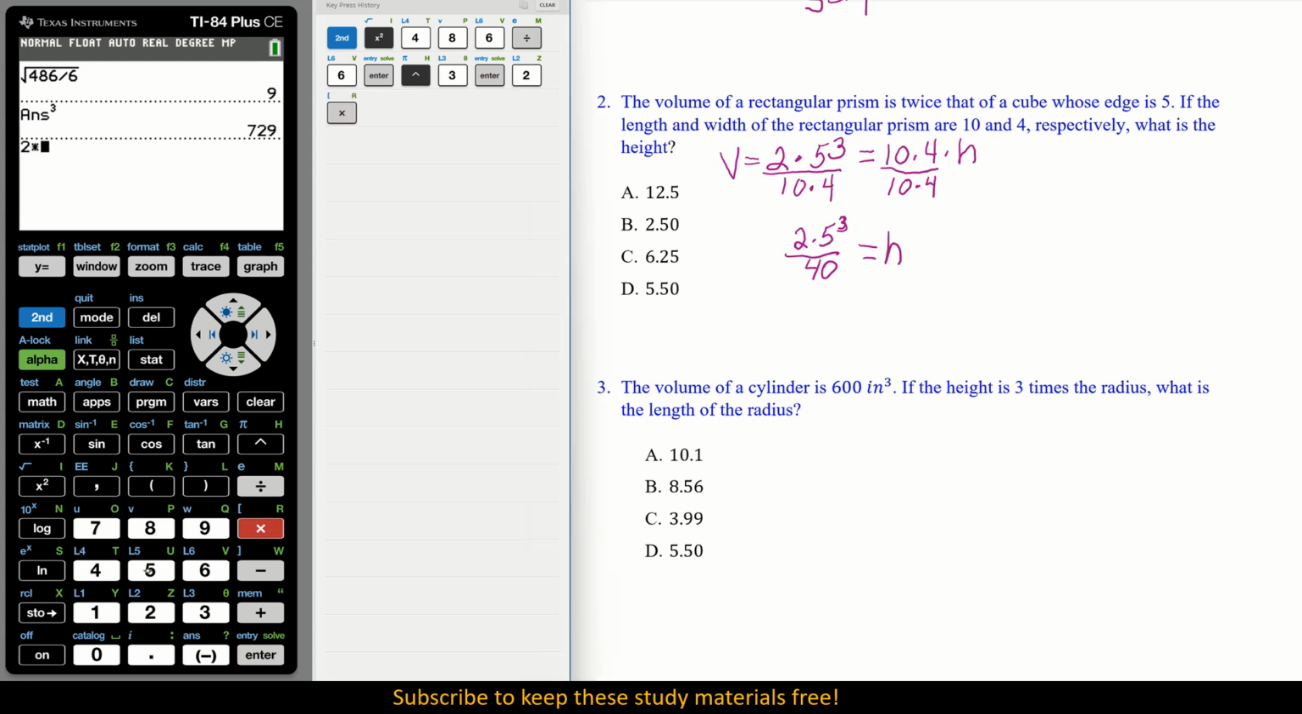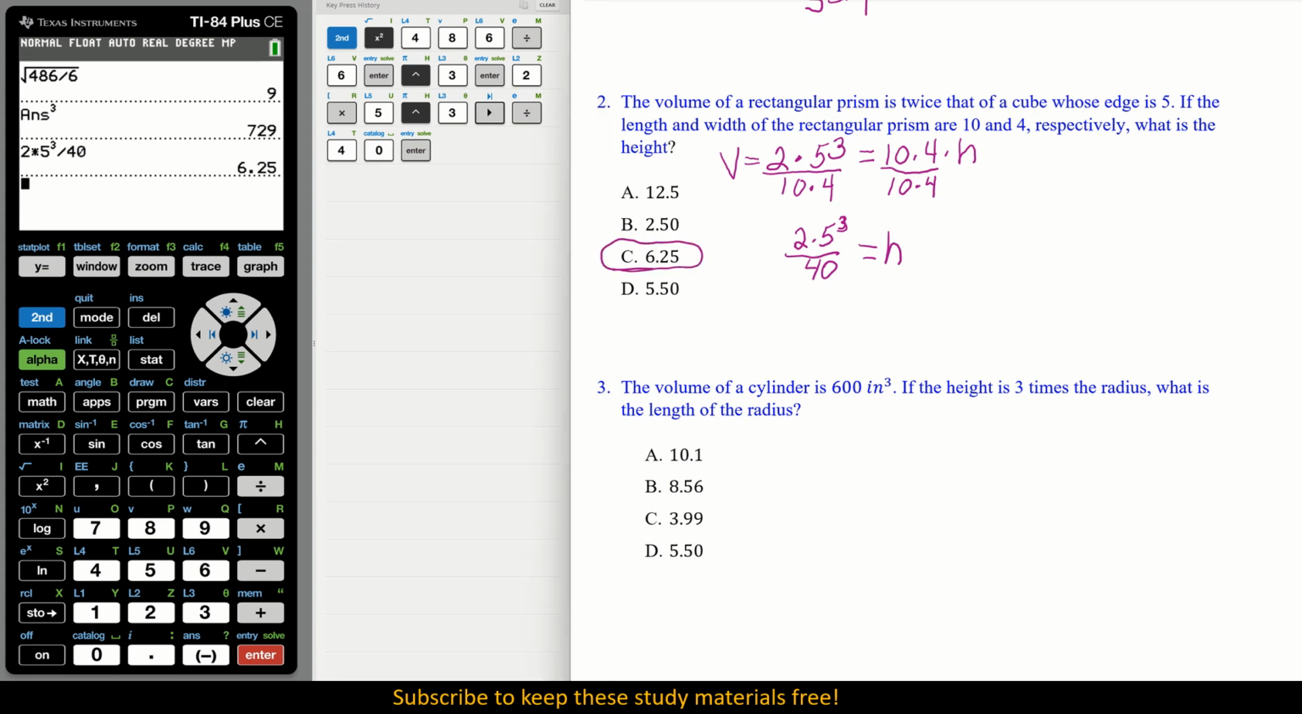Right, 2 times 5, carry it up to the third. See how that blinking arrow is? Make sure you arrow over when it tells you to. Then you need to divide by 40. And yes, that gives us 6 1/4. Okay. All right, let's go to number 3.